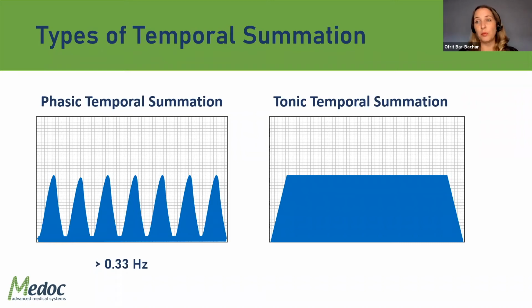There are actually two types of temporal summation. There is phasic temporal summation, in which we have a repetitive fast stimulus. It should be at least 0.33 hertz, according to Stout. Or you can have a tonic temporal summation, in which we have a continuous stimulus that keeps on going.